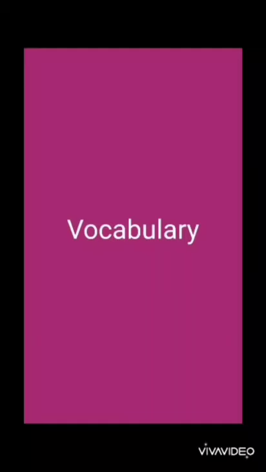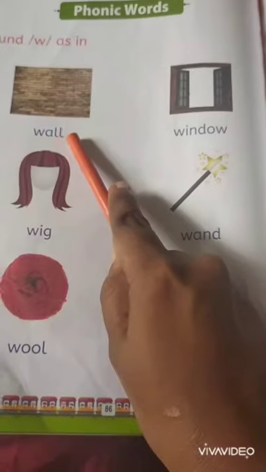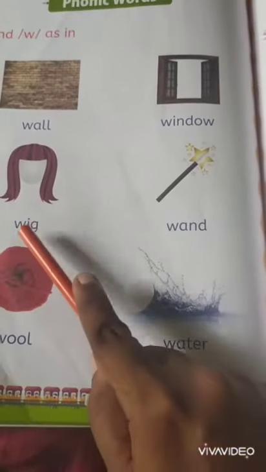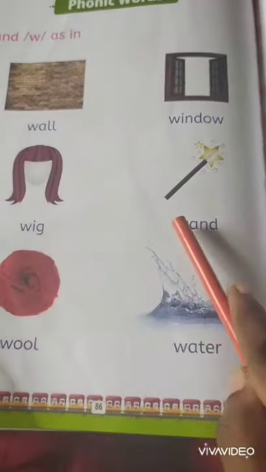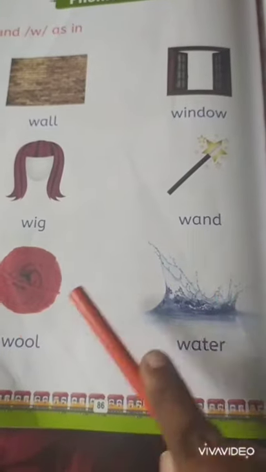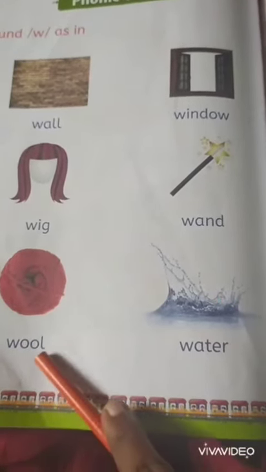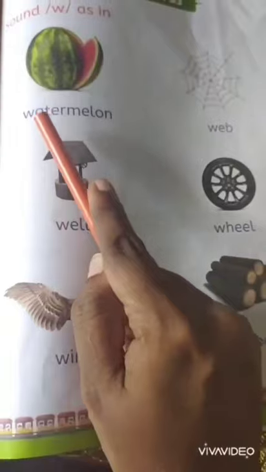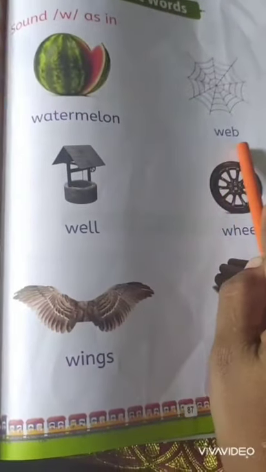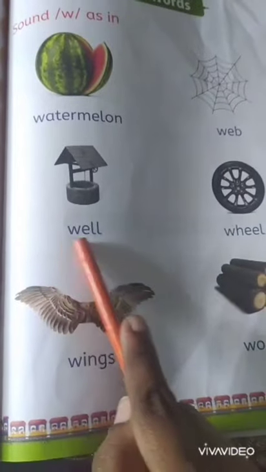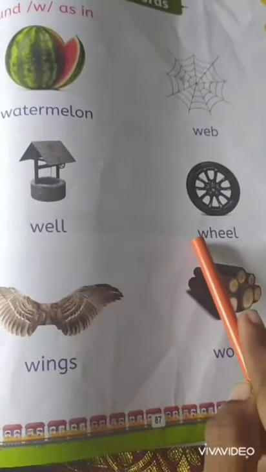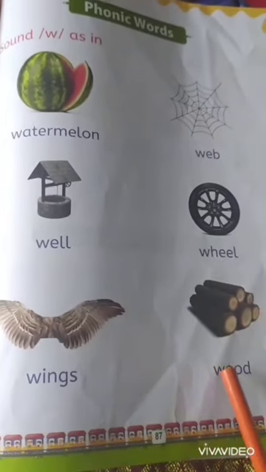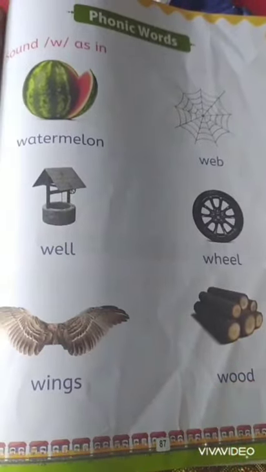Children, let us learn some words that start with the sound. Wall, window, wig, wand, wool, water, watermelon, web, well, wheel, wings, wood.